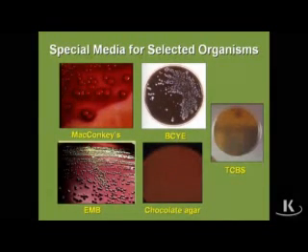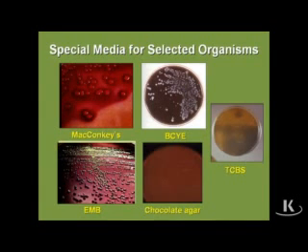TCBS is a sucrose-based medium that is used to culture the Vibrios, because Vibrio ferments sucrose and will actually turn that culture medium orange. Okay? So those are some different examples. It's not a comprehensive list, but what we will do is when we talk about the organism specifically, we'll mention the type of media. And again, I'll try to pound in there how important the different types of media are.